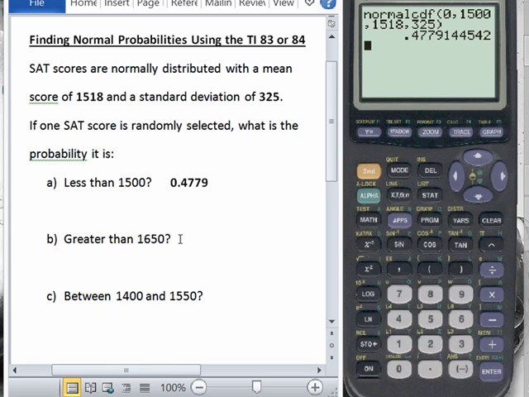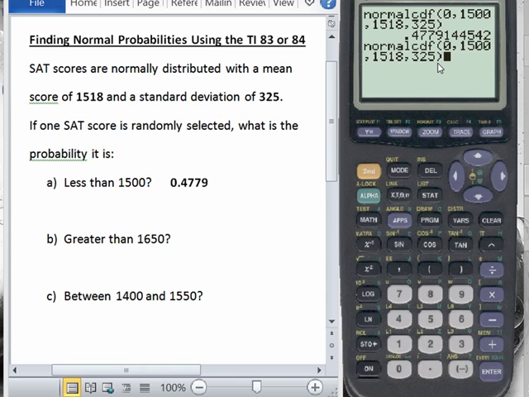Now, if we want to know the probability that the score we select is greater than 1650, what we have to do is go to second distribution again. But sometimes in the calculator, you can bring up the last thing by going second, enter. And that brings up what I just did. And I'm going to change a few things here. Instead of going from 0 to 1500, I want to go from 1650 up, greater than 1650. So I put 1650, comma, and then put a real upper limit. So SAT scores can go quite high, but if I want to guarantee that I get all of my probabilities, I'm going to put like 10,000.